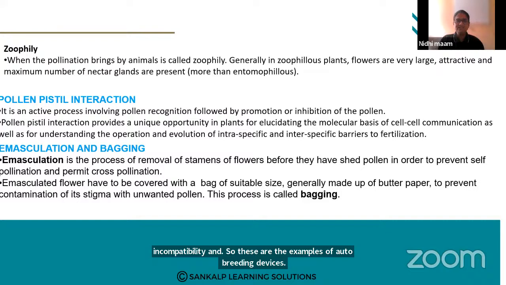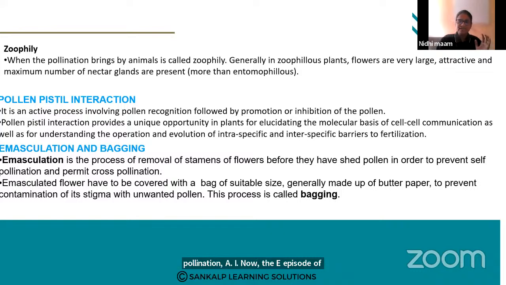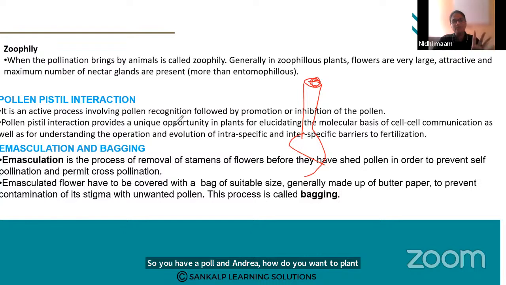Now all this is done. What is the next episode after this? Pollination happened in some way. In this recap, the pollen grain has landed on the stigma of the flower. What is the next episode? What happens? There should be germination of the pollen tube. How does it happen? It is an active process involving pollen recognition followed by promotion or inhibition of pollen-pistil interaction, which provides a unique opportunity in plants for elucidating the molecular basis of cell-to-cell contact for understanding the operation and evolution. So if the pollen of some other plant falls, the pollen does not germinate; only if the pollen grain of the same species falls does pollen germination happen.